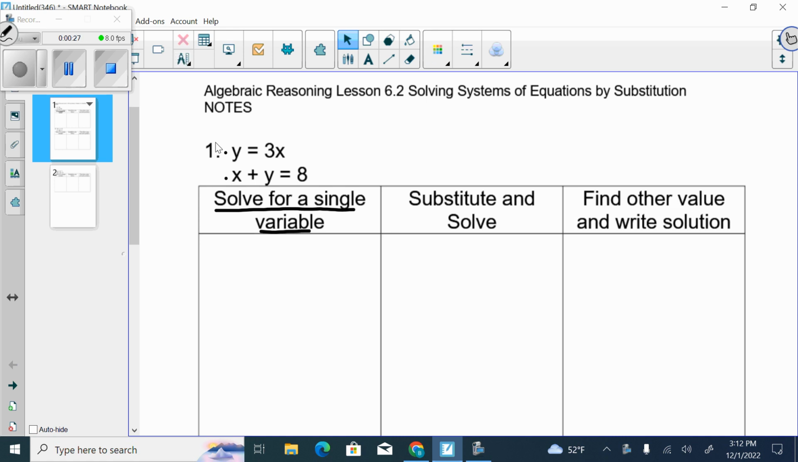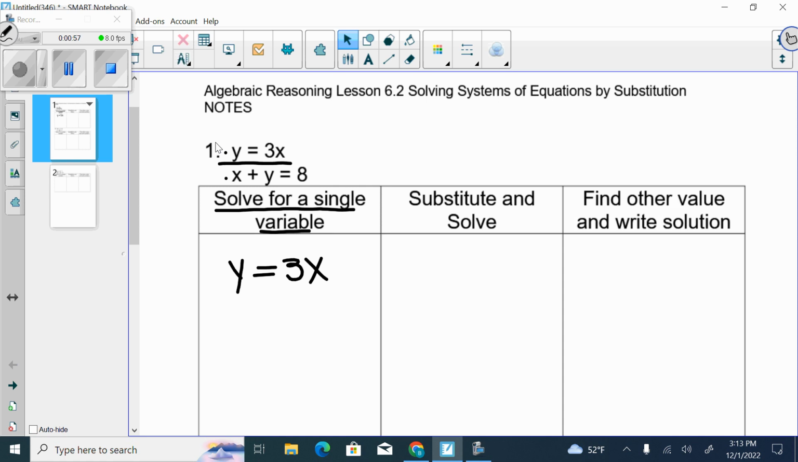In either one of those equations, is there one letter that's already all by itself on one side of the equal sign? Yeah, right? In this equation right here, we have the y all by itself. So y equals 3x. So we didn't have to do any work there. That was already done for us, right? The second step says to substitute and solve.